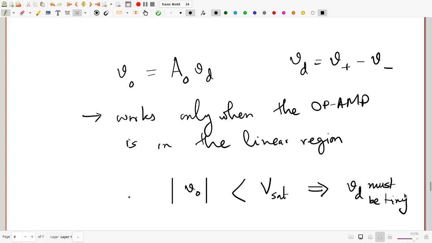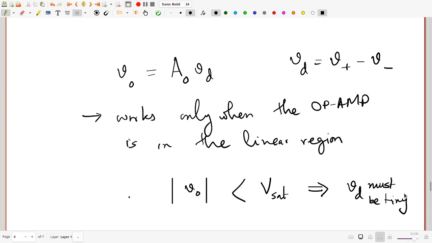Now, if you were to apply two different voltages at the two inputs of an op-amp and hope and pray that they came so close to each other that VD was tiny enough for the op-amp to work in the linear region, then almost certainly it's not going to work. It's going to be very unlikely that two voltages which you independently put at the two inputs will come so close to each other that the op-amp will be in the linear region.